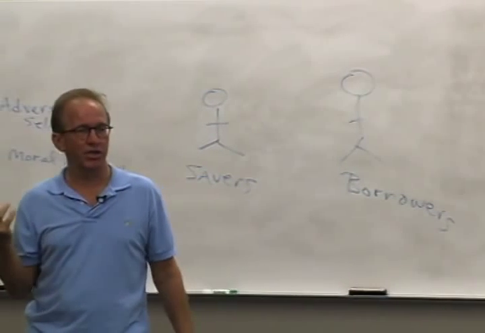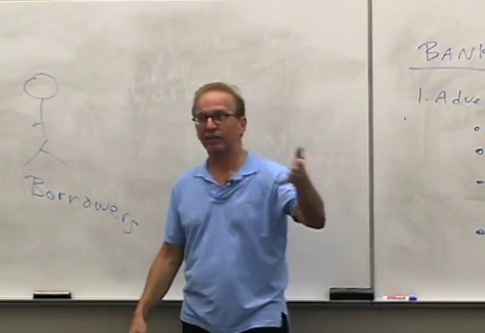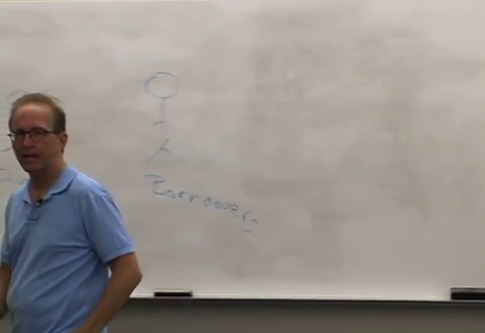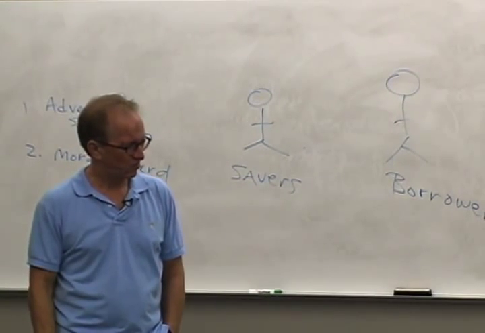Now, collateral is an asset. It's an asset that you pledge, if you're the borrower, and say, if I don't pay you, then you can take this asset away from me, sell it, and get the money I owe you. And there is a way of reducing the likelihood going into it that the loan's going to be bad. Well, if it is bad, then I still get my money. Okay?